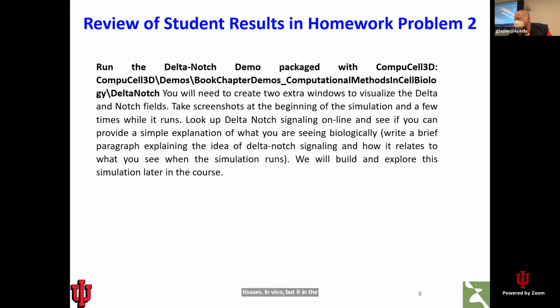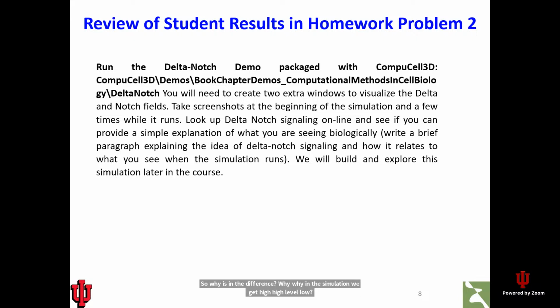So my question is, if I do a quick search about delta notch on the internet, I will find that either delta is high and notch is low, or notch is high and delta is low in one cell. So in a two-cell system, I would have high, low, low, high, instead of high, high, low, low, as you mentioned. So why is it the difference? Why in the simulation we get high, high, low, low? And when I search, for example, in Wikipedia or in YouTube, they will say the configuration would be high, low, low, high.